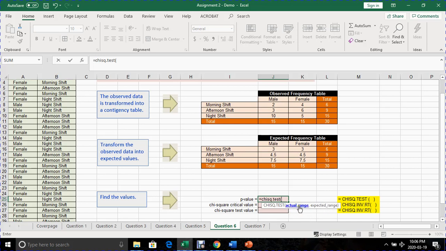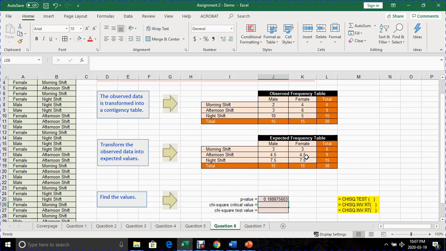So you have to select your actual range first. These are my actuals. The actuals are the observed. So I'm going to select just the values, excluding the total. Don't include the totals, just the values, and don't include the column header either. Just the values, and then bring in the comma, and then move to the expected range. Do the same for the expected range. Don't include the totals, and then close the bracket and hit enter, and you should have your result.